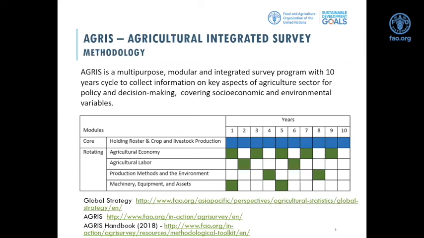And go beyond the traditional agricultural statistics. So to avoid excessive burden, all the dimensions are spread across the year. The core model gets mainly the basic agricultural data needed every year. And in the AGRIS, we have four rotating models: economy, labor, methods and environment, and machinery, equipment, and assets. And on the screen, you have more or less the proposed distribution in terms of frequency of this kind of data. So some is needed more frequently and other less. And this is one proposal, but all of this schema could be customized.